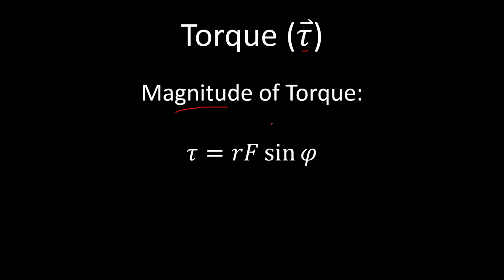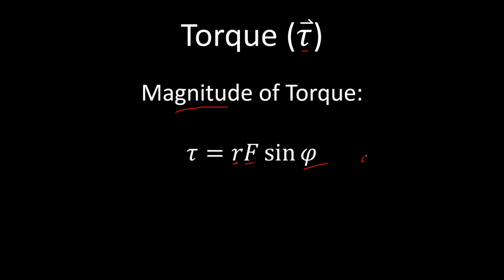But if we are only interested in the magnitude of the torque, this is the formula. So r here is the distance from the axis of rotation to the point of application of the force. F is the force applied. And phi here is the angle between the r vector and the F vector. In order to get the angle between the r vector and the F vector, you should connect both vectors at the tail and find that short angle. So phi here is the short angle between r and F.